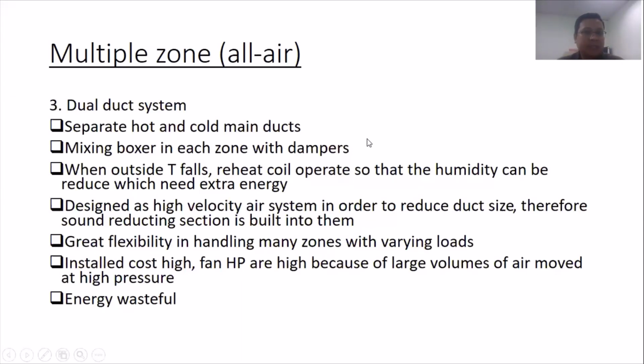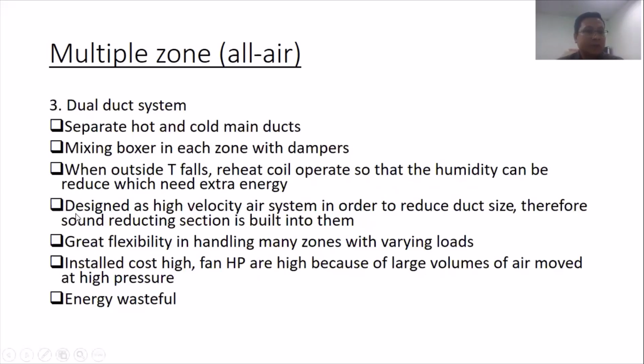So by using the damper, we can separate that condition. When the outside temperature falls, the reheat coil operates so that humidity can be reduced, which needs extra energy. So maybe we will implement a sensor to detect the outside temperature. If the temperature falls, we maintain the indoor temperature by operating the reheat coil, and then we can maintain the humidity and temperature.